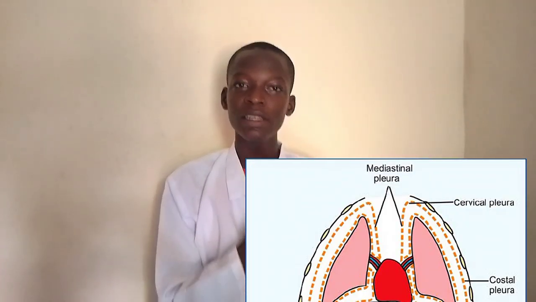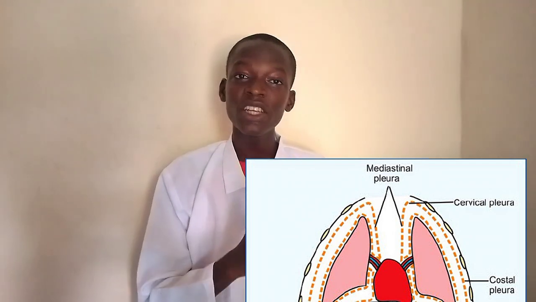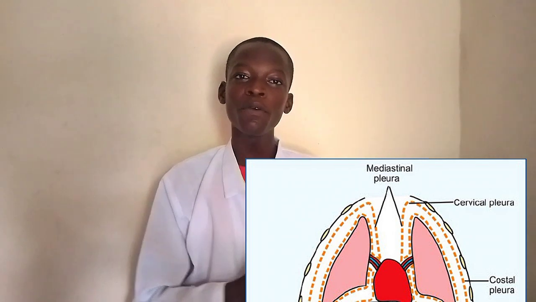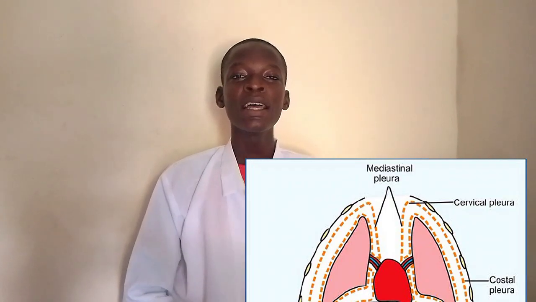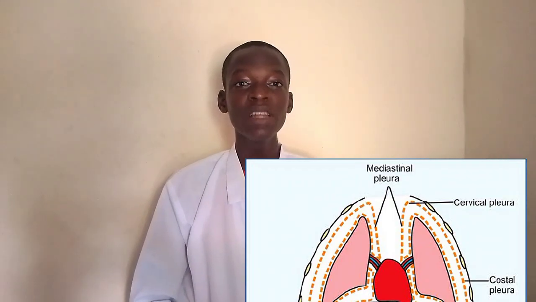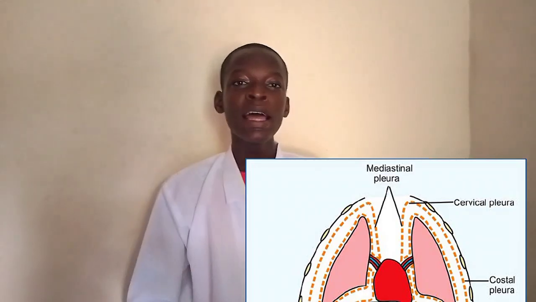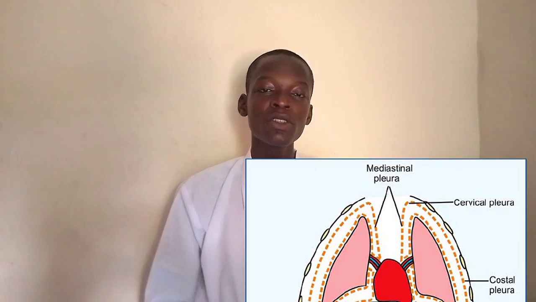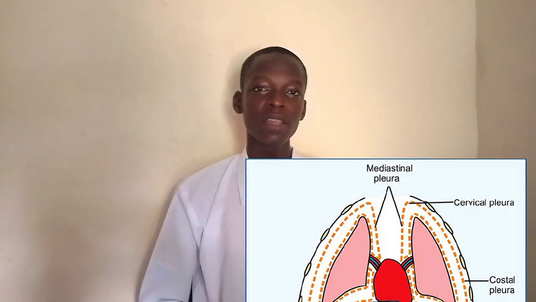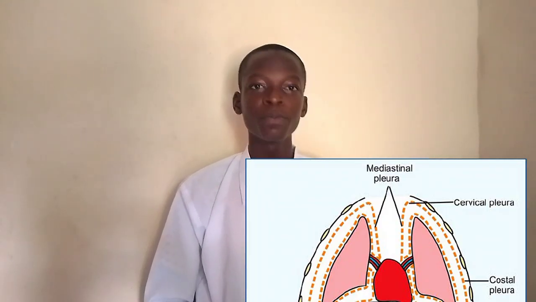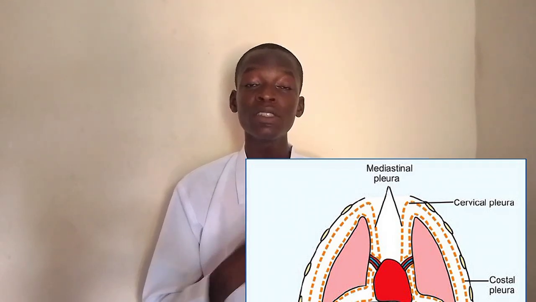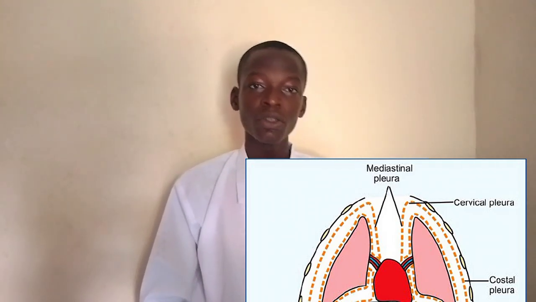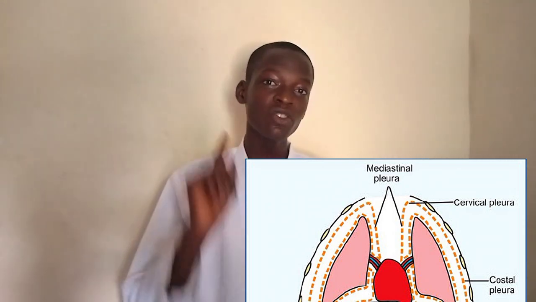It extends into the root of the neck about 1 inch above the medial end of the clavicle and about 2 inches above the first costal cartilage. Now, let's go over to the relations of the cervical pleura. The cervical pleura is related anteriorly to the subclavian artery and also to the scalenus anterior muscle. Those are the two anterior relations. Then the posterior relation of the cervical pleura is the neck of the first rib.